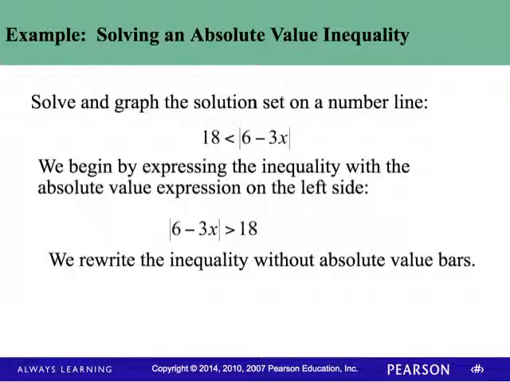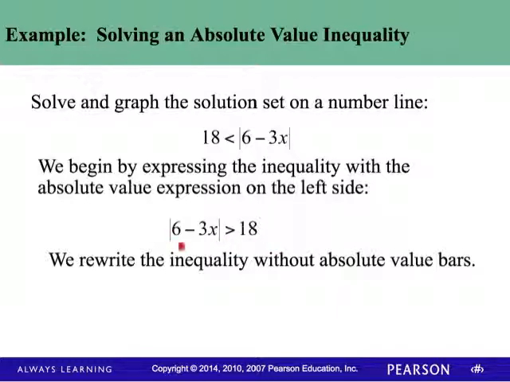So we want to solve and graph the solution set to 18 is less than the absolute value of 6 minus 3x. Well, look, this isn't in the right form, okay? We want to get this in the form where we have an absolute value on the left side. And the equivalent expression would be the absolute value of 6 minus 3x is greater than 18. Okay, because look, we're saying that 18 is smaller than the absolute value of 6 minus 3x. So if we reverse the way that's written, the absolute value of 6 minus 3x is bigger than 18.